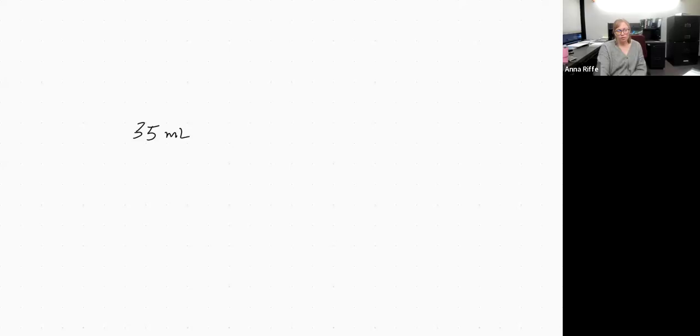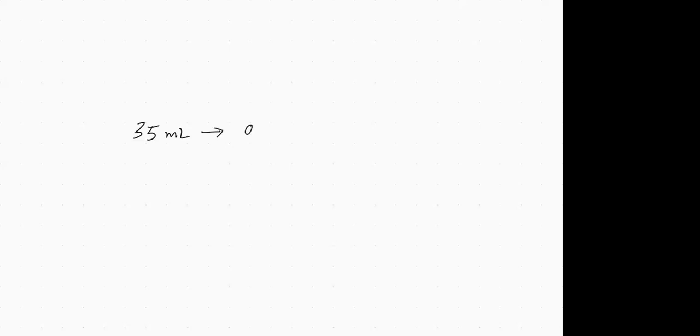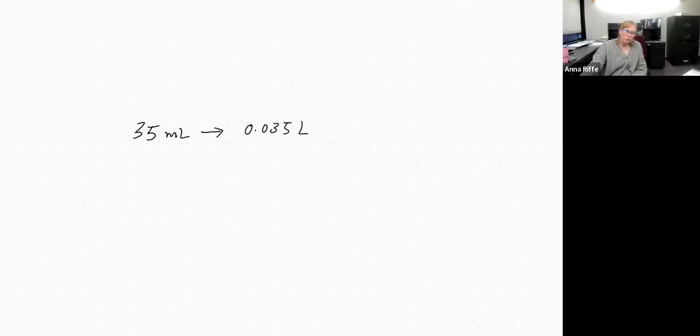Let's see. So you converted 35 milliliters to liters. Okay. And what'd you get? It's 0.035. Okay. Great. Liters. And then I multiplied it by 17 samples for each bottle. All right. So let's see.